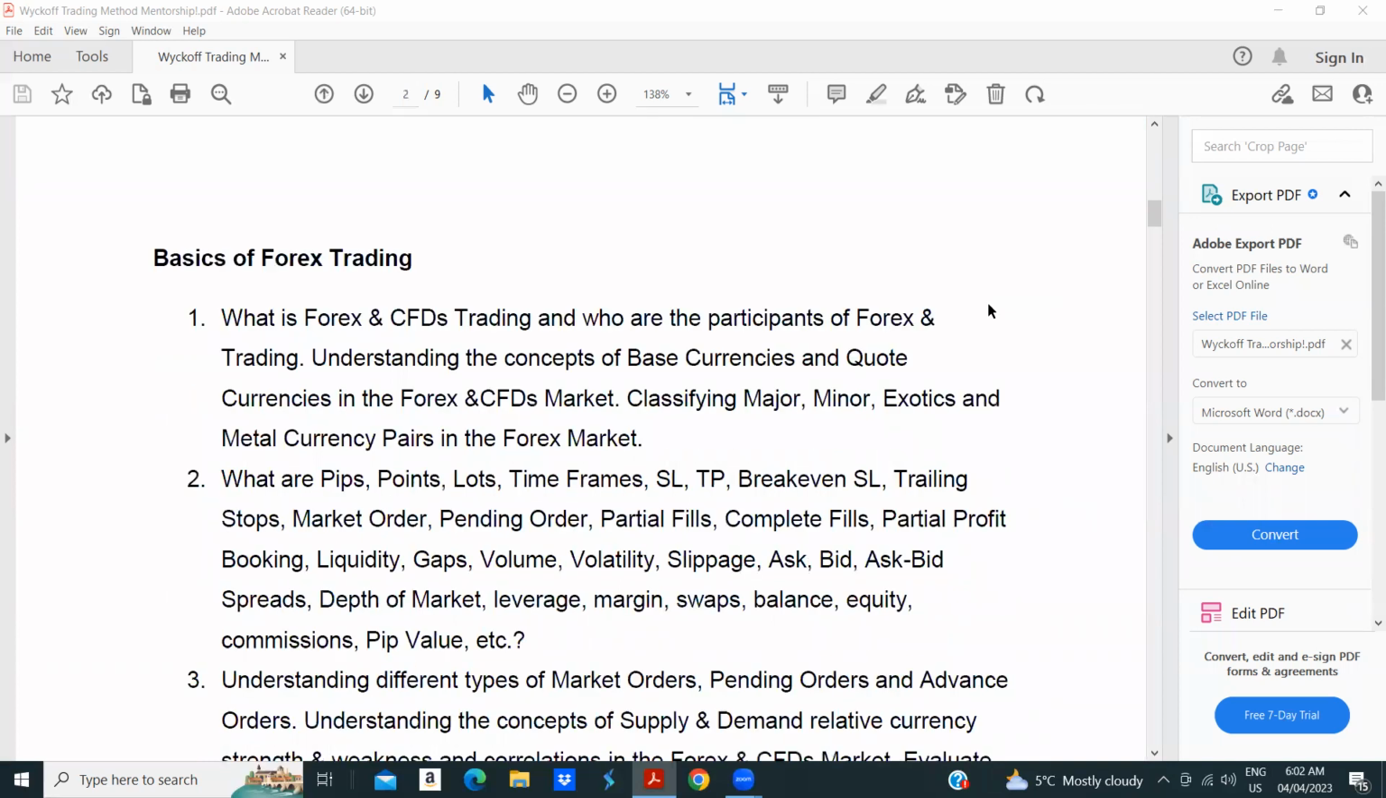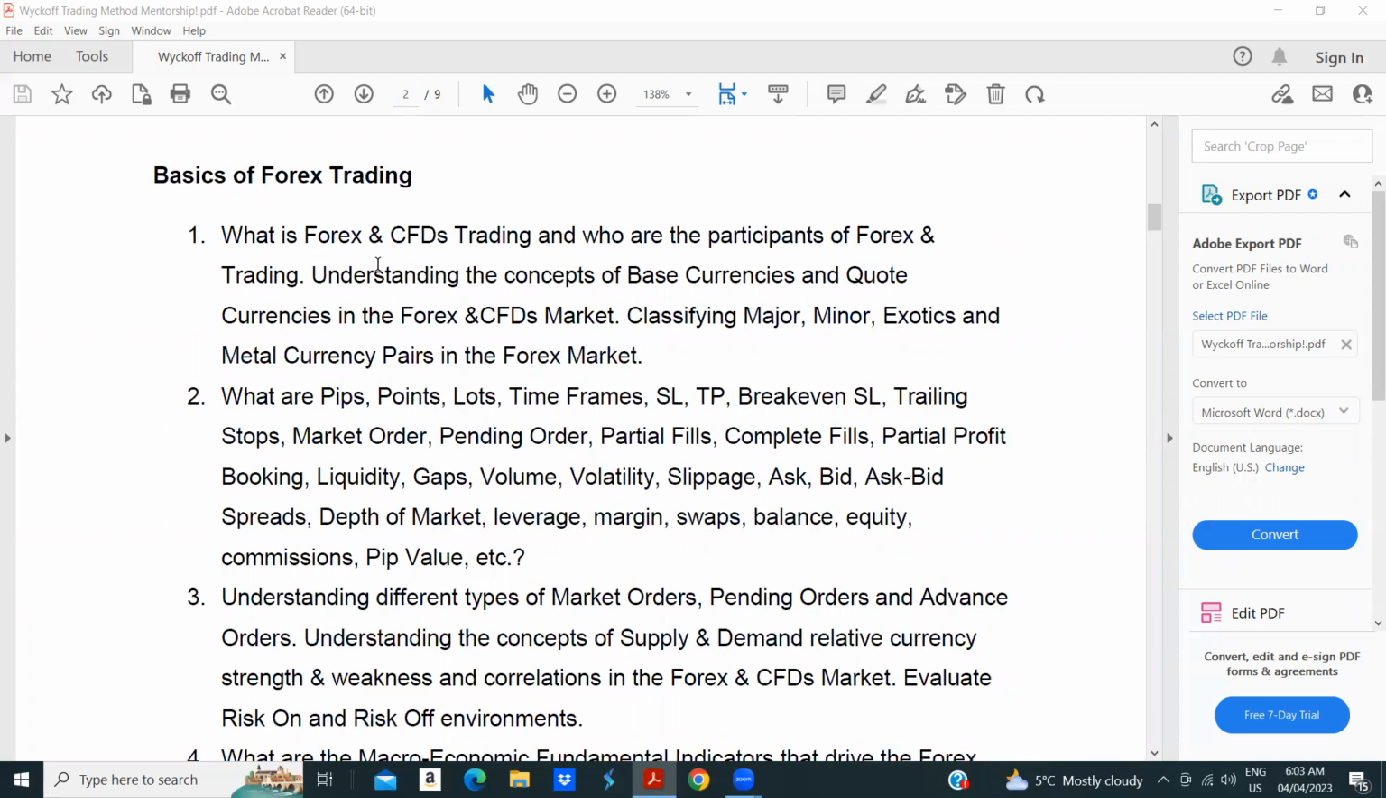First of all, we're going to start with the basics of Forex trading. In our first few sessions, we will discuss the definitions of Forex trading and CFD trading. CFD is also known as contract for differences. Then we will discuss who the participants of Forex trading are. I mean, who participates in the Forex market? Which institutions or entities participate in the Forex market?